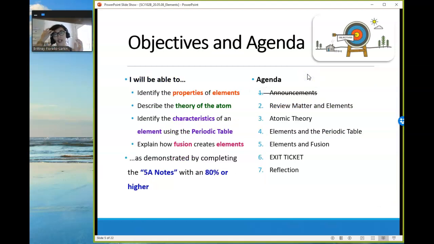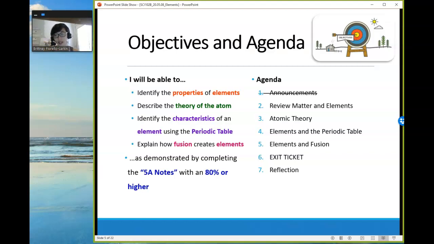So today we should be able to identify the properties of elements, describe the theory of the atom, identify characteristics of an element by using the periodic table. So the periodic table is a tool that we want to be able to learn how to use today, and explain how fusion, something we already learned about, is able to create elements. So a lot of this is continuing from Unit 4. Keep in mind that this is chemistry, so we will be using this as the basis for the rest of the quarter, and a lot of this stuff will be kind of spiraled into everything that we're learning.